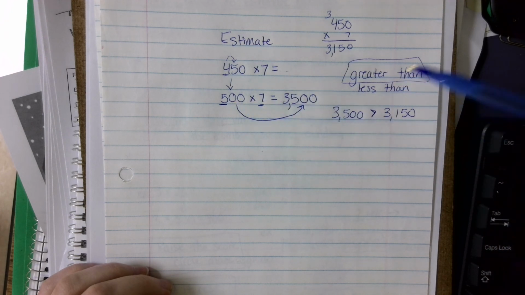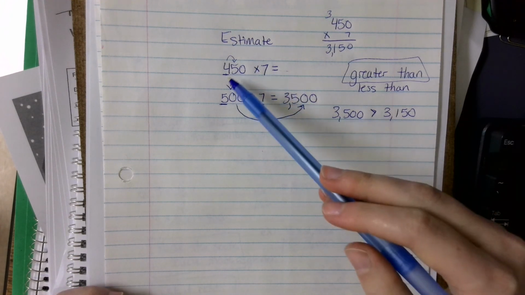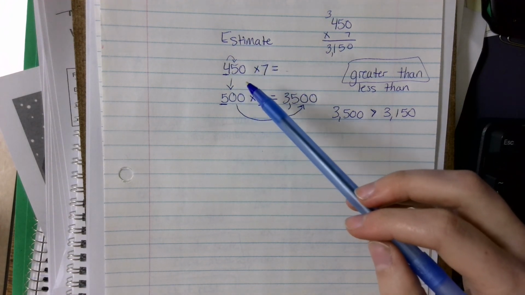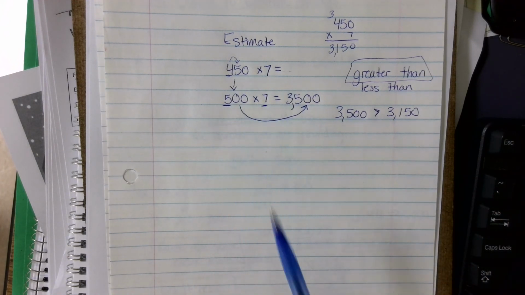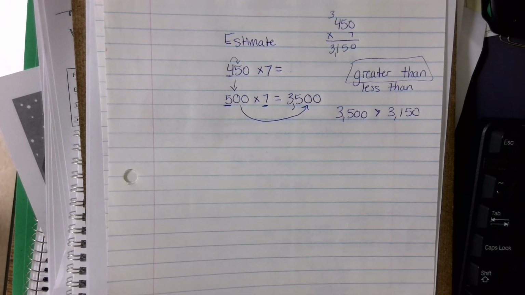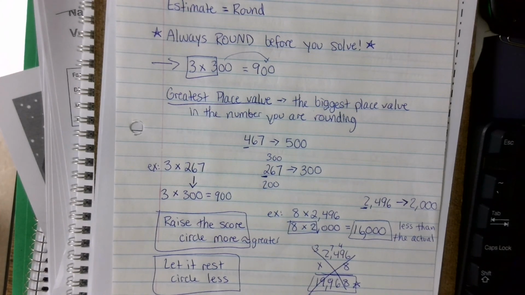So raise a score, circle more, let it rest, circle less. Okay, so that is rounding to estimate products. Make sure you round your biggest number to the greatest place value before you multiply, so that you end up with a very easy problem to multiply out, just like we had on lesson 1's worksheet. Okay, and go ahead and head on over to that worksheet, do your best, and listen to that rounding song if you need any reminders of that.